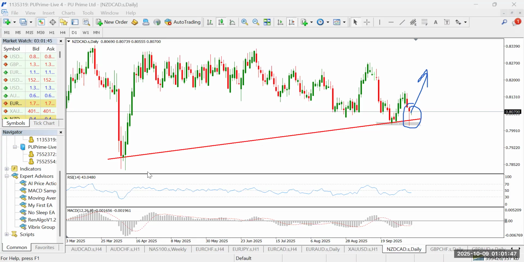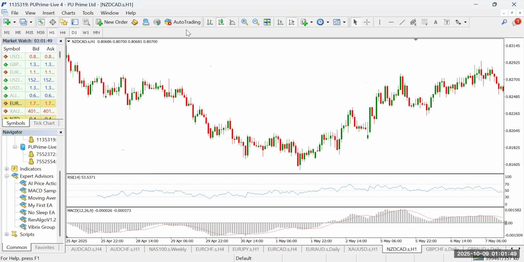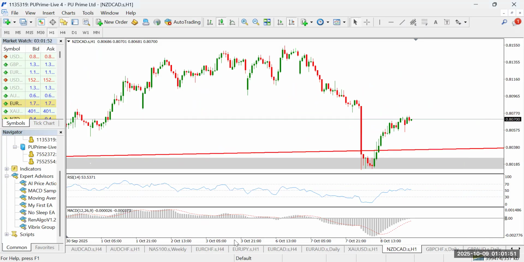This could be on 1 hour for today, the 9th of October. So if you flip down to 1 hour, I'm anticipating the formation of a shoulder, a head, some slight retracement for the second shoulder, then a breakout to the upside. So I'm bullish on the NZD CAD on 1 hour for today.